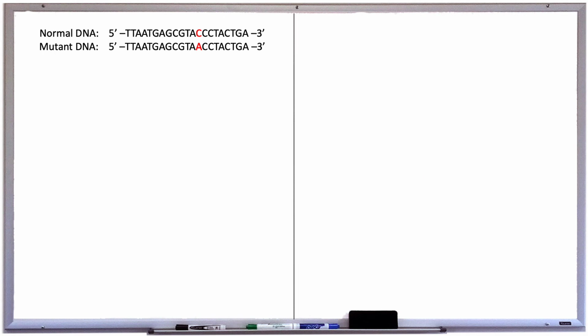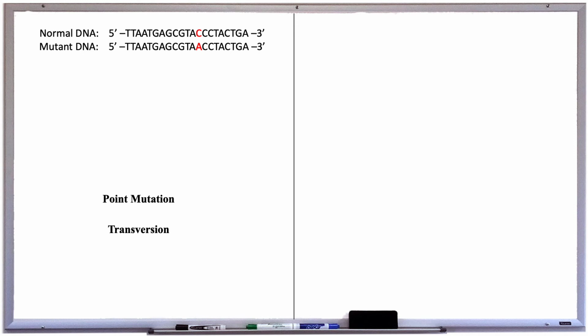Now, let's look at a practice problem. First, is this a point mutation or frameshift mutation? At the DNA level, this is a point mutation because the normal strand has cytosine and the mutant strand has adenine. All the other bases are the same. Is this a transition or transversion? We went from cytosine, which is a pyrimidine, to adenine, which is a purine. At the DNA level, this is a transversion.